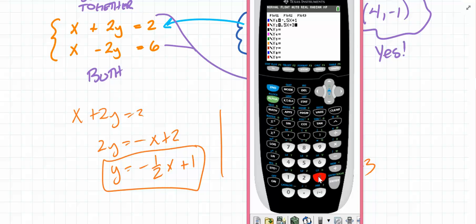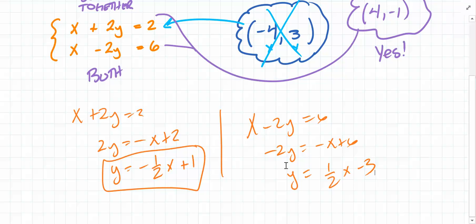Take a moment right now. Make sure yours looks like mine before we go on. Otherwise, why is it plus 3? Because of that right here. I divided both sides by -2, and I got 6 divided by negative 2, I got negative 3.